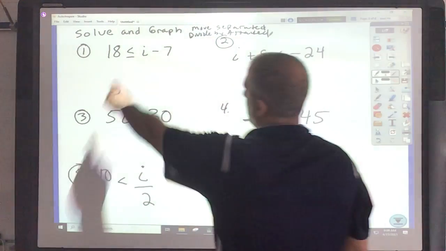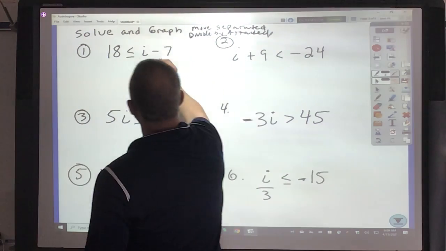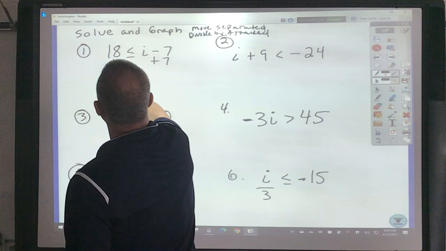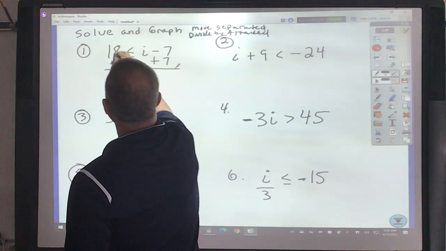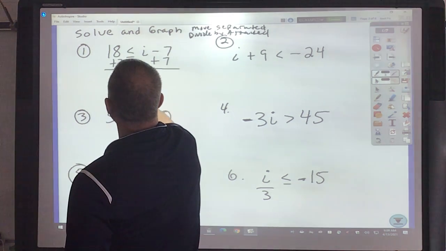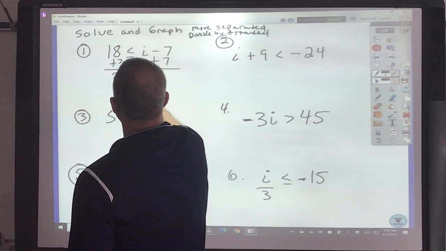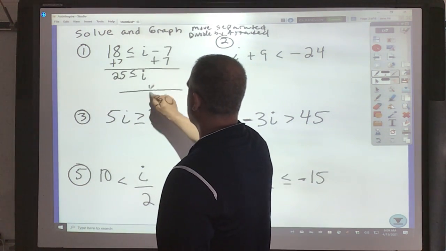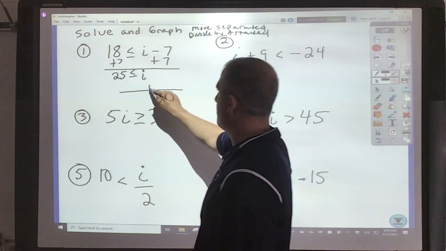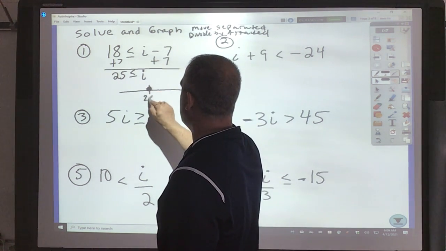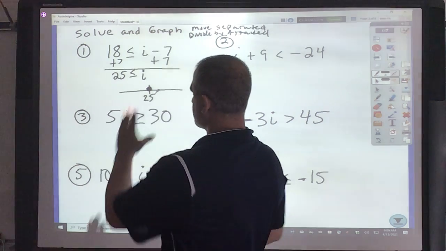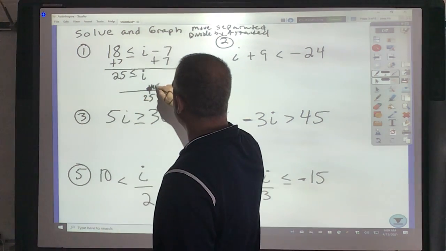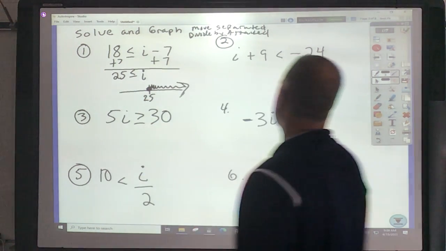Now, this minus 7, I want to do the opposite of that, so that'd be plus 7 and plus 7. 18 plus 7 is 25, and I got this. So that's my inequality. So I have an open or a closed circle. I would have a closed circle on 25. It's eating the I, so I would shade to the right.